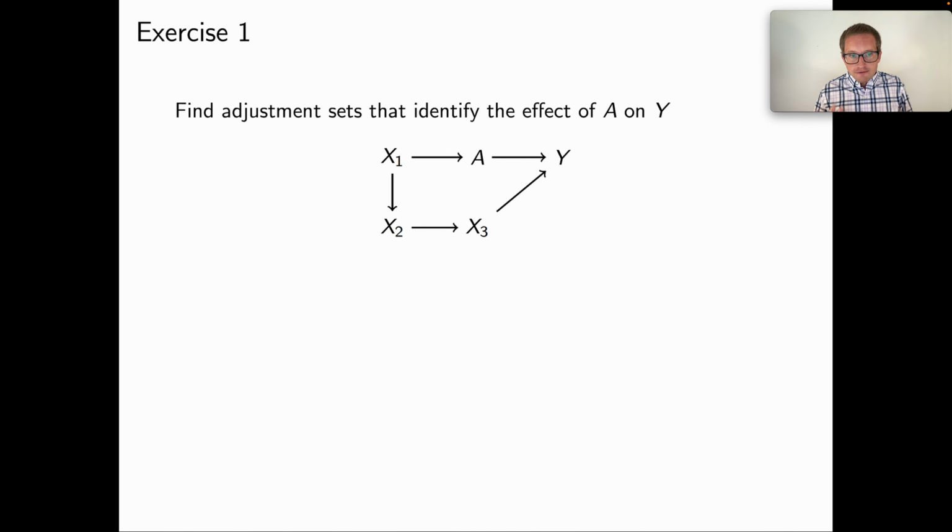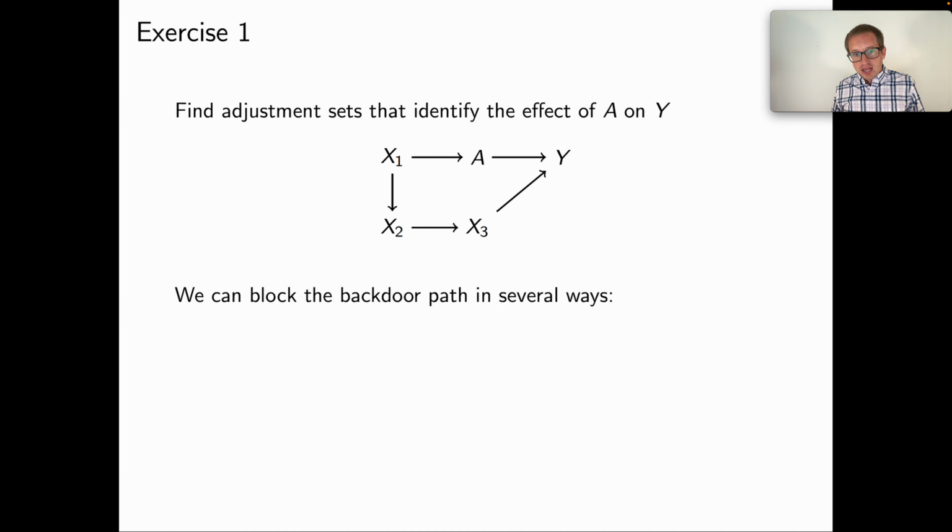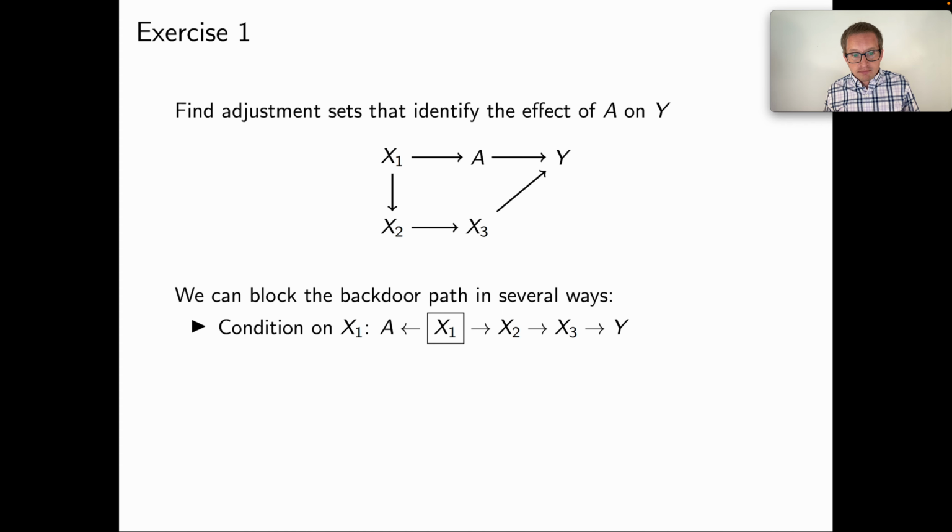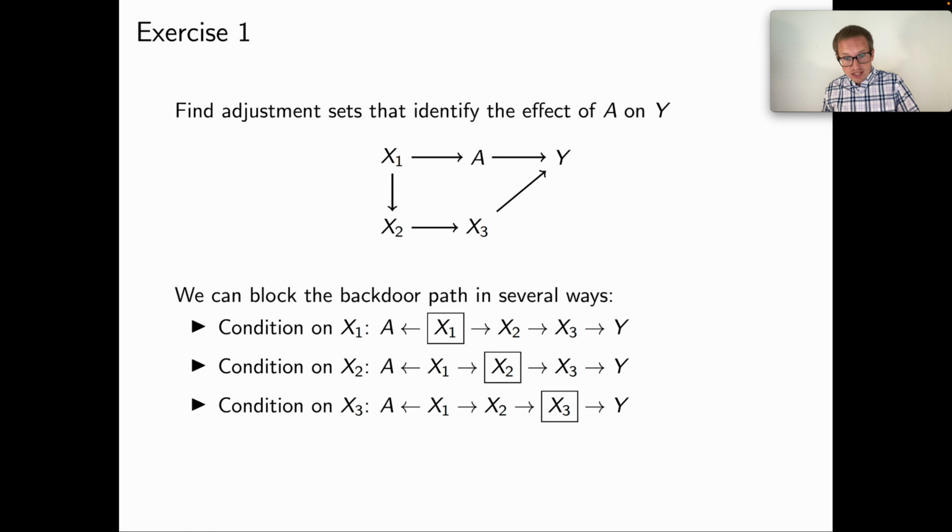In this DAG, we want to find adjustment sets that identify the causal effect of the treatment A on the outcome Y. Between these two variables, there's just one backdoor path: A back to x1, out to x2, to x3, and over to Y. We can block that path in several ways. We could condition on x1. We could condition on x2. We could condition on x3. We could condition on any combination of x1, x2, and x3. Any of these strategies equivalently blocks the path, so that the only reason A and Y would be associated once we adjust for x1, x2, or x3 is the causal effect of A on Y.